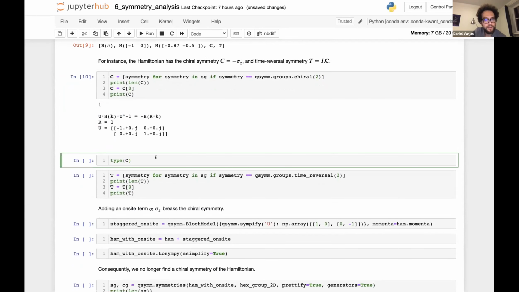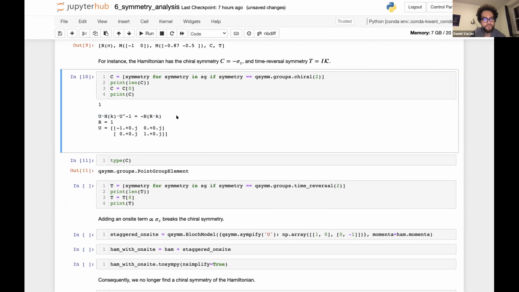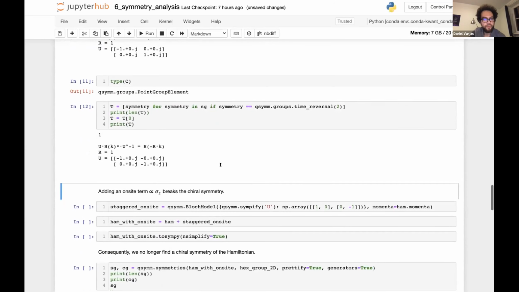And this object that we get out is this point group element object, which has convenience methods implemented. So for example, you can multiply them together, take powers of them, or have them act on a Hamiltonian to do exactly this kind of transformation. Okay, we also have a time reversal symmetry. We can have a look at that too. So that conjugates the Hamiltonian and reverses K, and it acts like minus identity.